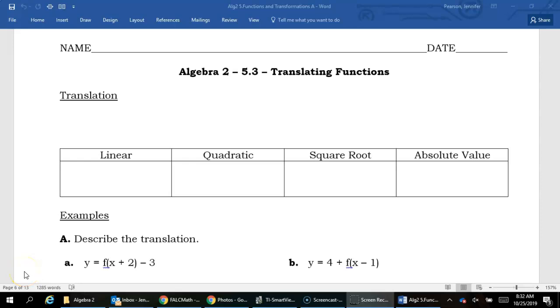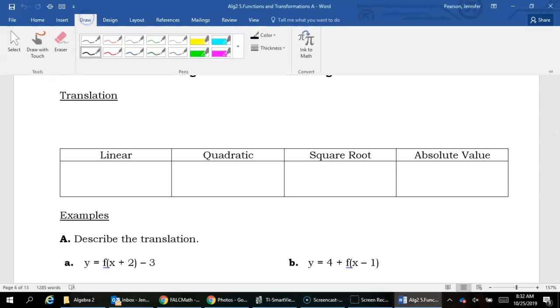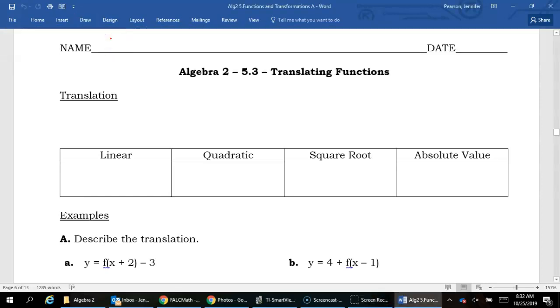This is Algebra 2, Lesson 5.3, Translating Functions. So a translation is a fancy way of saying slide. We had 4 different function families that we were going to talk about during this chapter: the lines, the parabolas, the square roots, and the v-shapes, the absolute values.